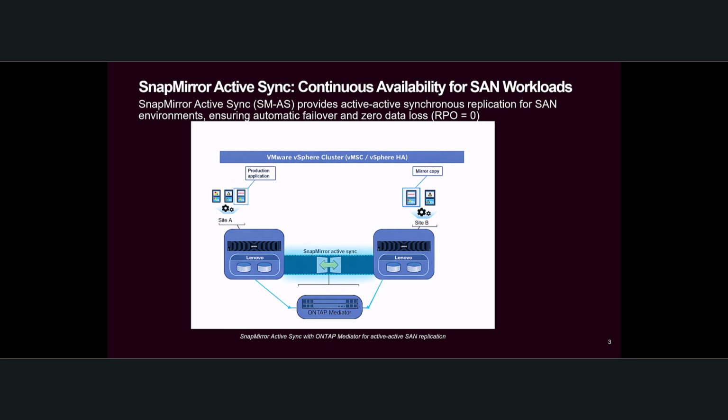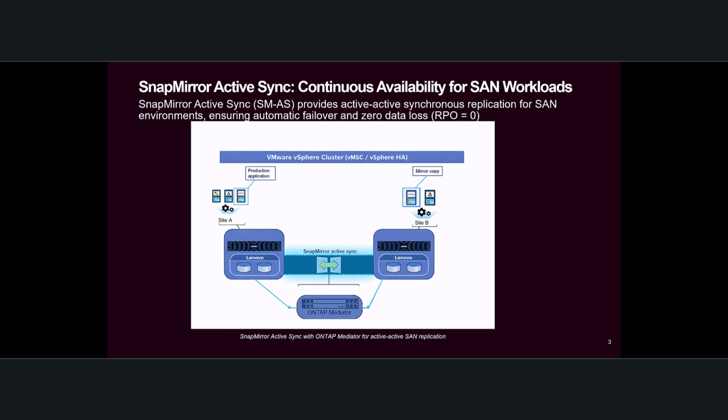Before we jump into the demo, let's look at the architecture so you know exactly what's happening. On the left is Side A, where our production VMware workloads are running. These virtual machines are accessing storage from a Lenovo storage system. On the right is Side B, which hosts a fully synchronized mirror copy on another Lenovo storage system. Between the two sites is SnapMirror ActiveSync, providing synchronous replication, so every write is committed at both sites.